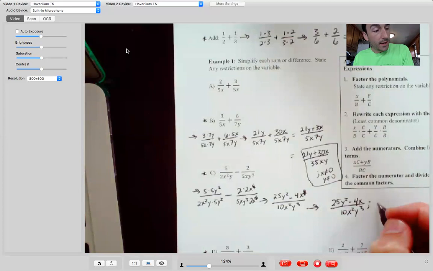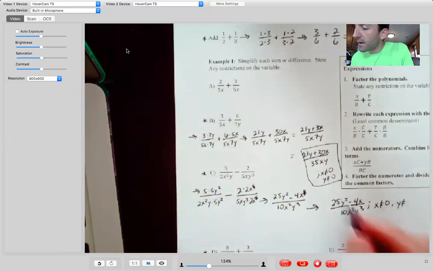And then I want to just go ahead and state our restrictions. X can't be 0, y can't be 0.